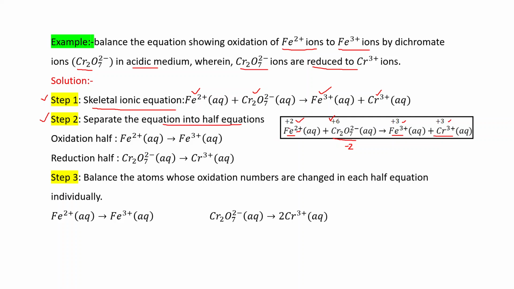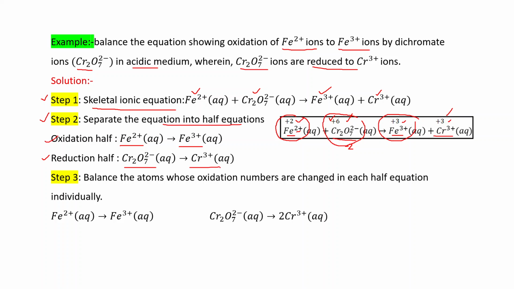Okay, so just see, in case of Fe2+, the oxidation number changes from +2 to +3. This is an increase in oxidation number, so we can say this is the oxidation half equation: Fe2+ converting into Fe3+. And there is a change in oxidation number of chromium from +6 to +3, a decrease in oxidation number. So this represents the reduction half equation, Cr2O7 2- to Cr3+.